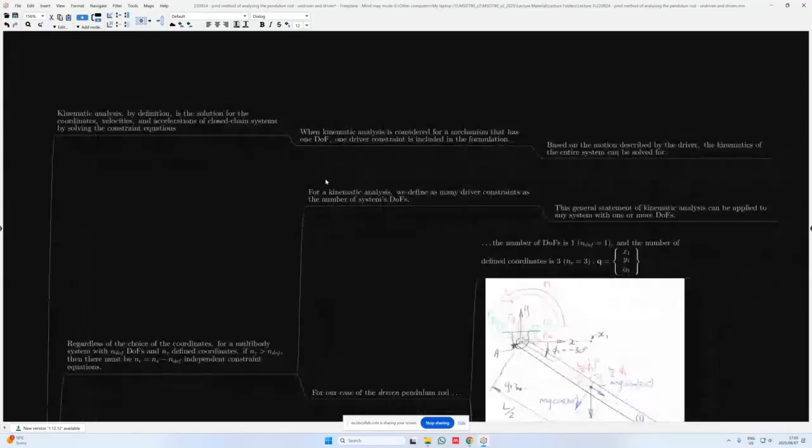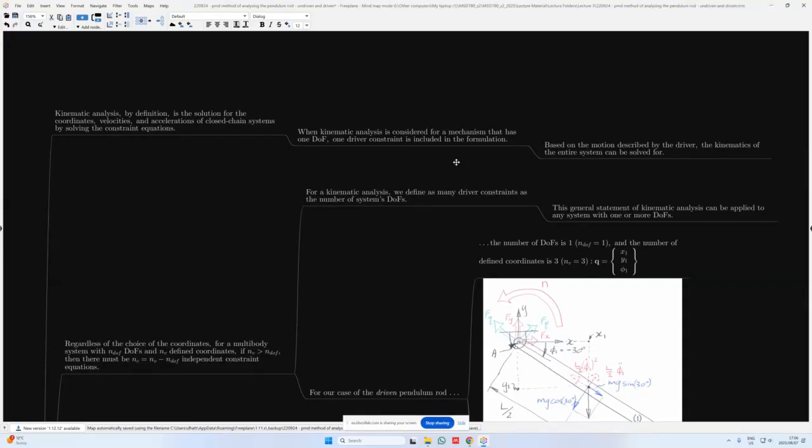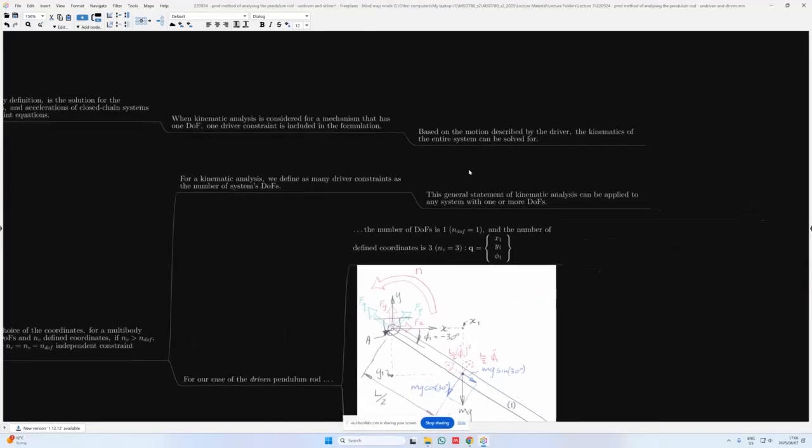Now, when kinematic analysis is considered for a mechanism that has a single degree of freedom, one driver constraint is included in the formulation. So a driver constraint is literally the input that we now give to the system, whether it be a torque or an angular acceleration or an angular velocity that the pendulum rod has to attain. That's some sort of an input parameter that we give. If we don't give that driver constraint as an input, then we sit with the undriven pendulum rod that we looked at in the previous lecture. Now, based on the motion described by the driver, the kinematics of the entire system can then be solved for.